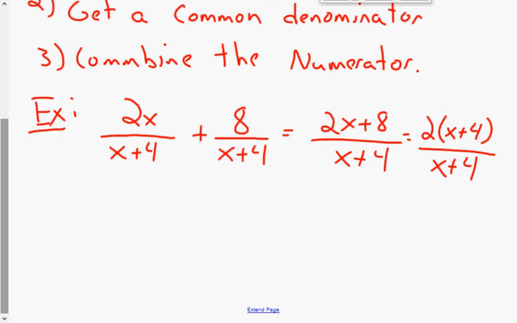So now once everything's added together, I simplify. I got an x plus 4 and an x plus 4, right? Those cancel out. And I'm just left with. Okay.